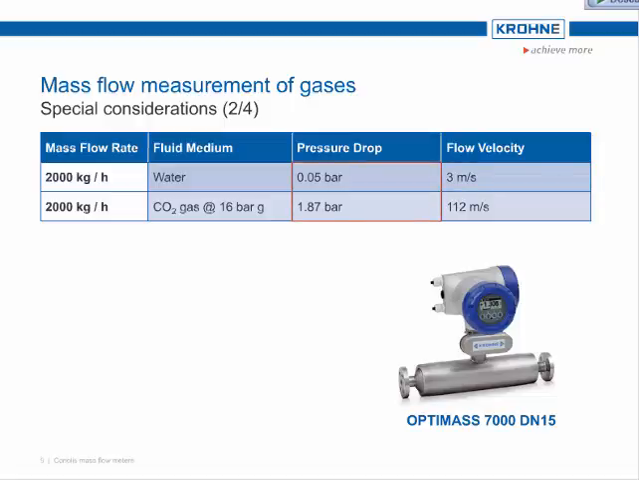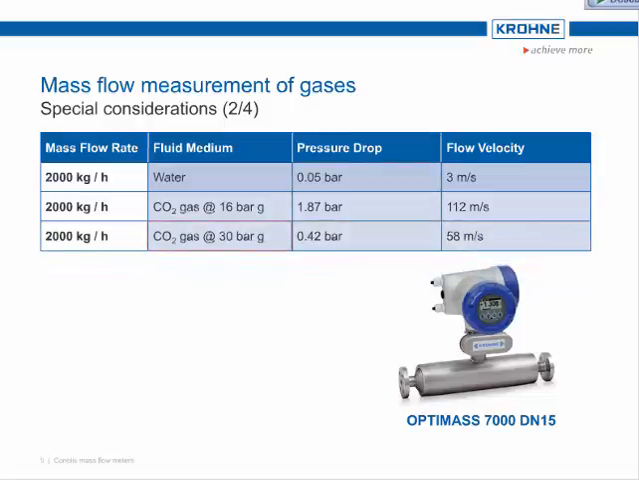Similarly, the pressure drop is nearly 40 times higher for the carbon dioxide compared to water at 2000 kilograms per hour. Due to the compressibility of gases, if operating pressure is increased to 30 bar, then the flow velocity will reduce to 58 meters per second, and the pressure drop will again reduce, while the mass flow rate remains at 2000 kilograms per hour.